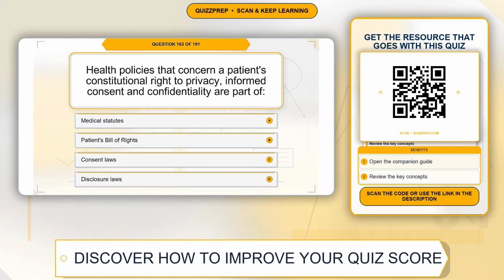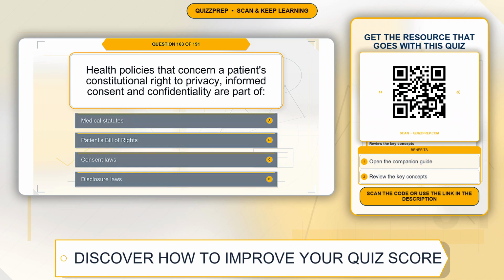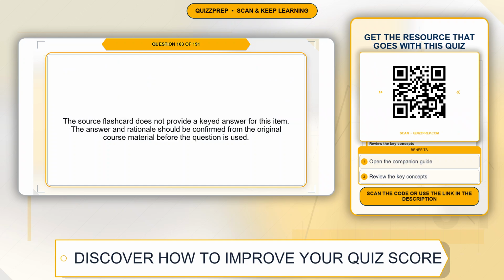the workplace. Question 163. Health policies that concern a patient's constitutional right to privacy, informed consent and confidentiality are part of: Option A, medical statutes. Option B, Patient's Bill of Rights. Option C, consent laws. Option D, disclosure laws. The correct answer is not shown. Explanation. The source flashcard does not provide a keyed answer for this item. The answer and rationale should be confirmed from the original course material before the question is used.